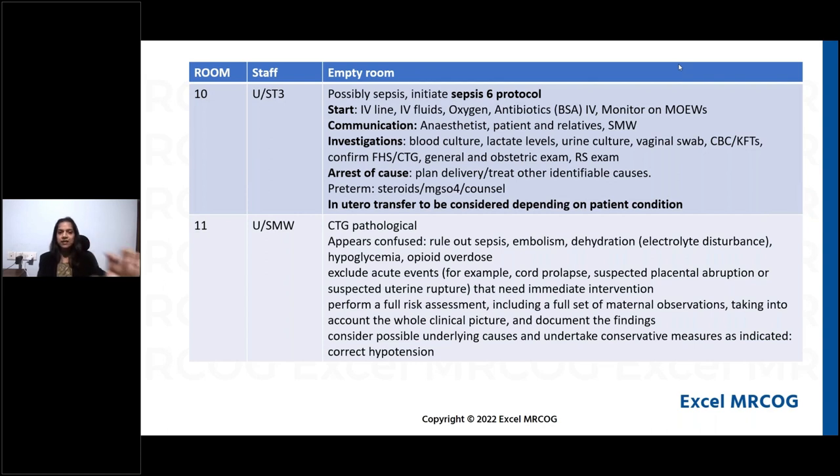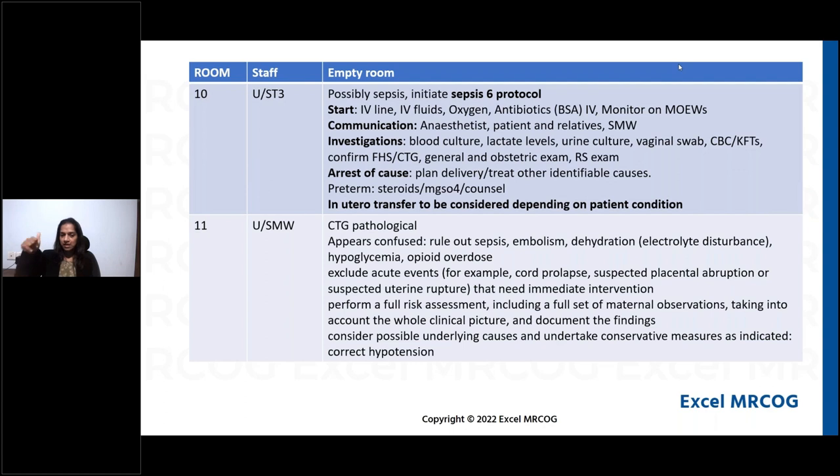So again, in this particular answer as well, I have mentioned it under similar subheadings like resuscitation, communication, investigations, arrest of the cause. You need not say these in the station, but this is for you to organize your thoughts while you are answering. Otherwise, you will get confused. I will send investigations. I will take patient for cesarean. Then you will suddenly realize that there is no bed for baby. Then you'll say, talk about in utero transfer. And that is how it becomes all disorganized. So it's important to have a set structure in your mind.